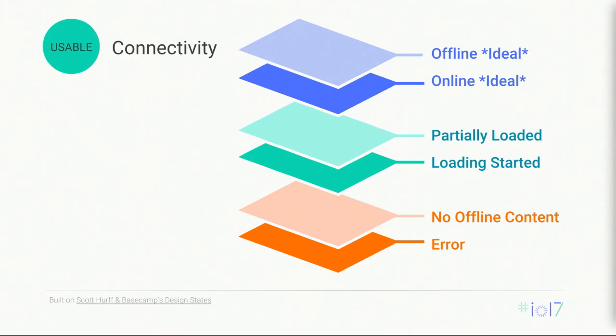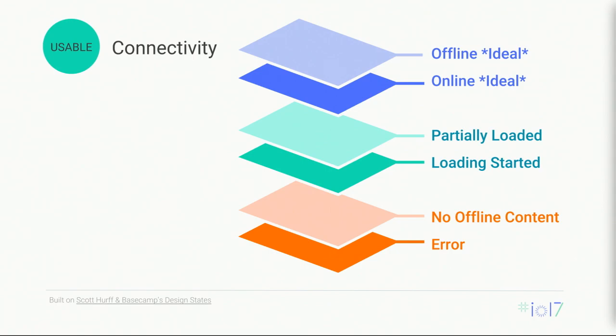In addition to considering the online state as ideal, we also think about the offline state as ideal, both because connections are flaky and because connections are expensive, so people turn off their mobile data frequently. In addition to loading being in progress, partially loading, we also have loading started, just to let folks know that something is actually happening. In addition to having an error content, we also have a state that portrays when you're offline and there just is no content. It's not a problem if you don't have connectivity, and it's not a problem if nothing is cached on your device.